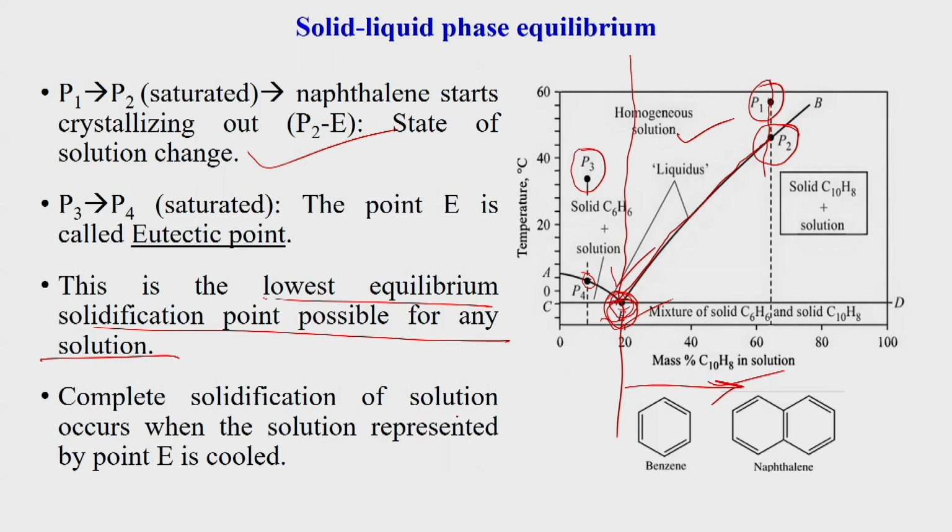Okay. So complete solidification of the solution occurs when the solution represented by point E, that composition, is cooled. At that time it will not follow any routes like P2 to E or P4 to E, it will not follow any solubility curve or saturation curve. The entire composition will be converted into solid crystals. And we know that below this, whatever the composition is, it will be solidified and the crystals will be separated.